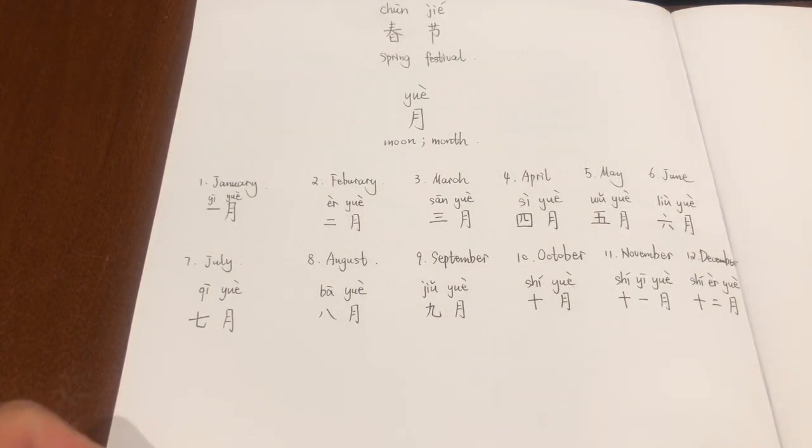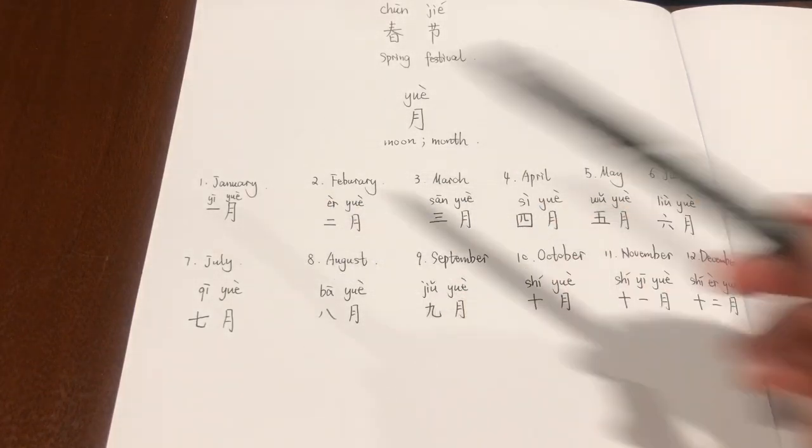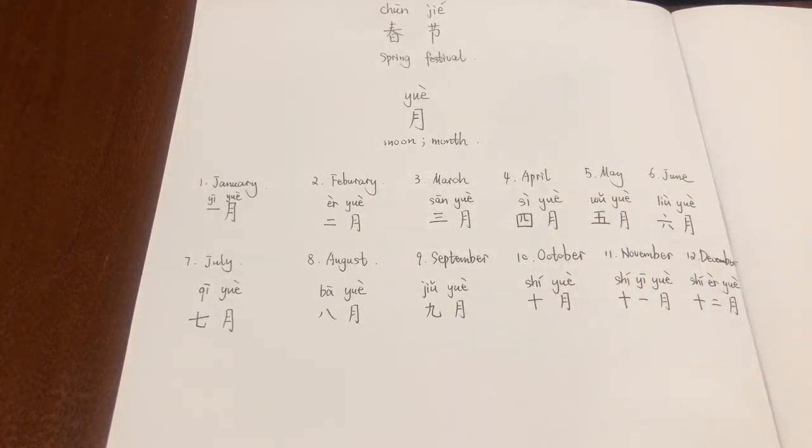And we can actually learn a song to try to memorize from January to December. Okay, you all know that song, one circle, one big circle, right? So we can actually sing the Chinese version of it with the months.